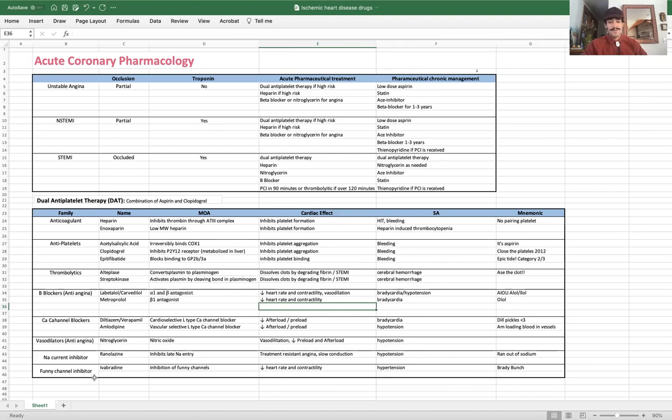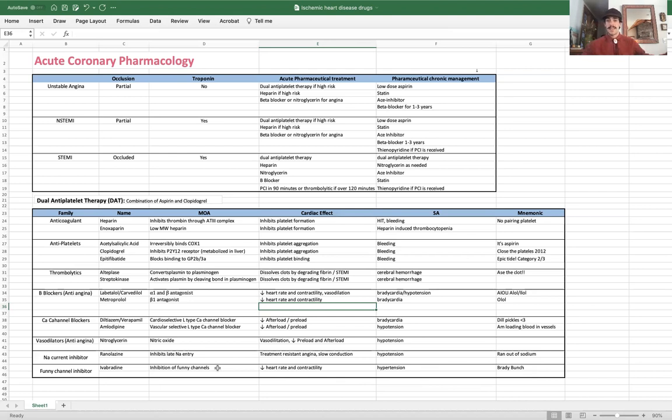And then the last one is Ivabradine. Ivabradine is a funny channel inhibitor. The mnemonic for Ivabradine is the Brady Bunch, because that show, at least I heard from my grandfather, because I've never seen the Brady Bunch, is freaking hilarious. So the mnemonic is Brady Bunch, Ivabradine. We're inhibiting the family channels because the Brady Bunch, I'm sorry, Grandpa, is not that funny.